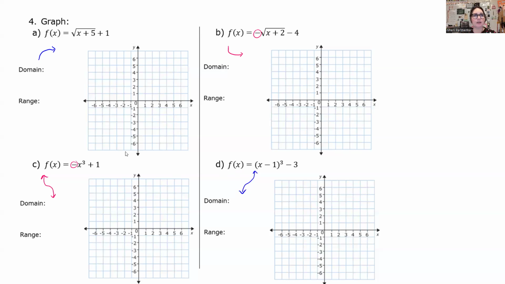Next, for each one of these, I'm going to identify the center or starting point. What's the starting point for this one? -5, 1.